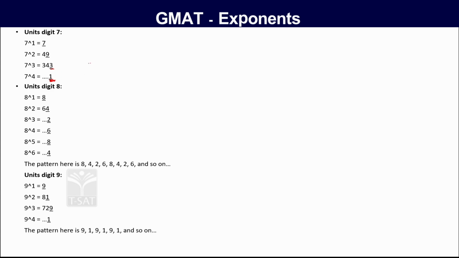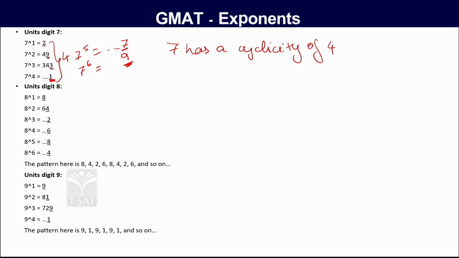And if you further check 7 to the power of 5, in the units digit it will be 1 into 7, so it will be 7 again. If you check 7 to the power of 6, it will be 7 into 7, that is 49. In the units digit we are only focused, so the pattern repeats itself after every 4 numbers. So 7 has a cyclicity of 4.